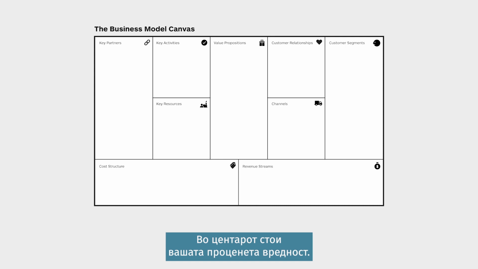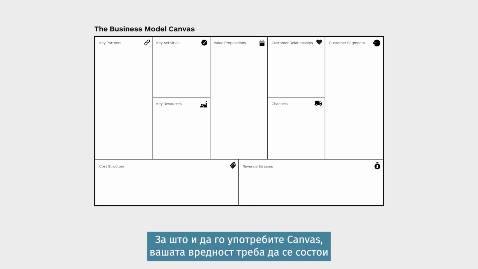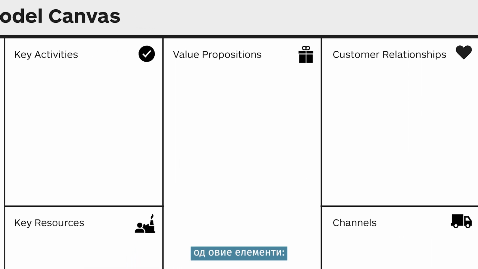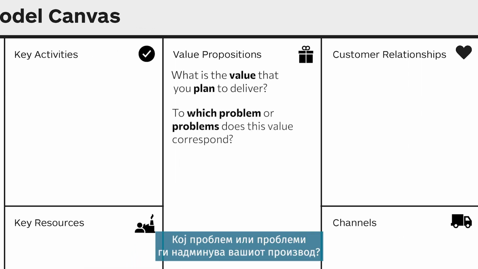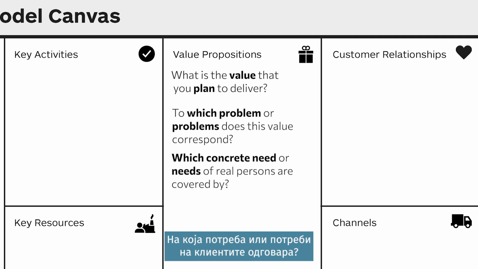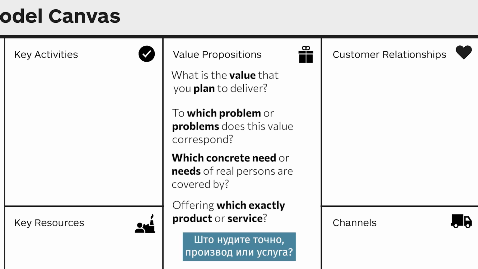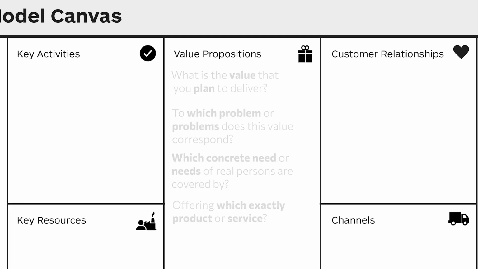In the center stands your value proposition. Whichever the use of your BMC, your value proposition should consist of these elements. What is the value that you plan to deliver? To which problem or problems does this value correspond? Which concrete need or needs of real persons are covered by it? Offering which exactly product or service?